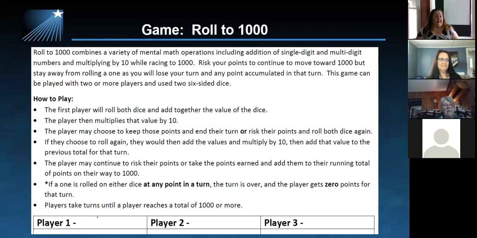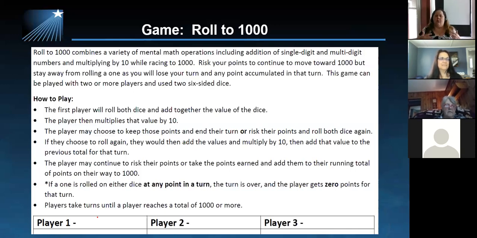If on my next turn I roll a 6 and a 6, so 6 plus 6 is 12, 12 times 10 is 120. I'm good with those points. I want to keep those. I don't want to risk them. I'm going to add them now to my 150 points that I had from the first time. So 150 plus 120, I now have 270 points, and that's my total.